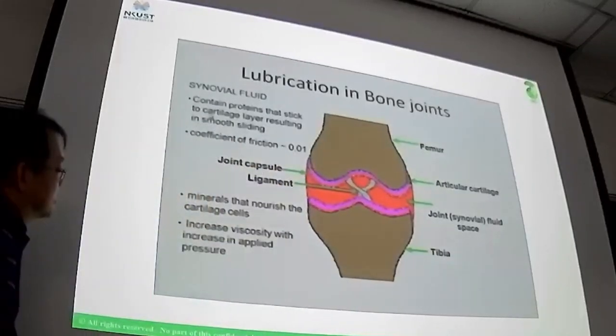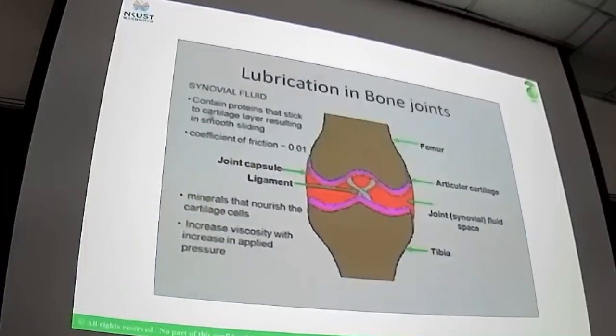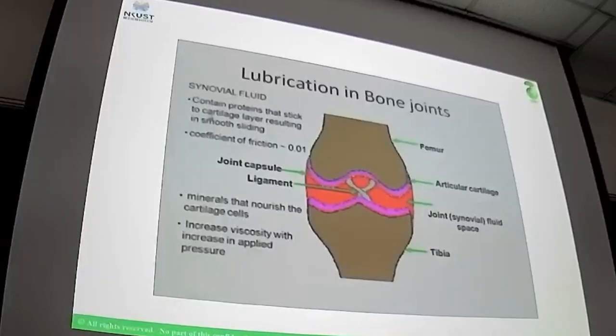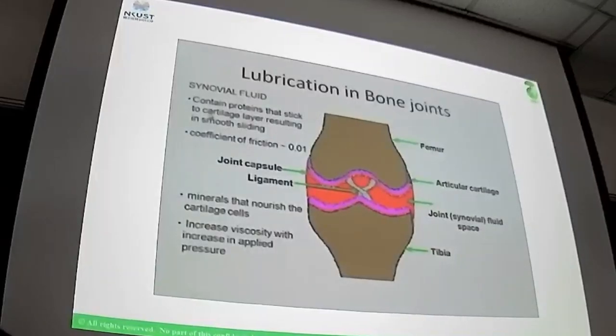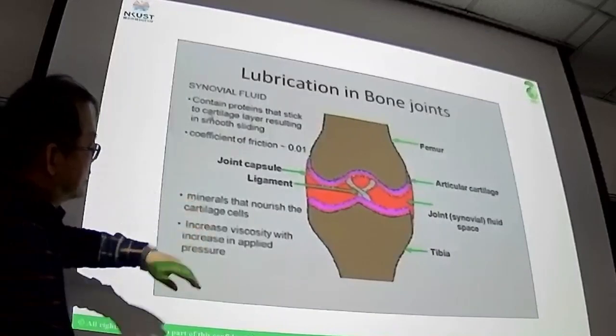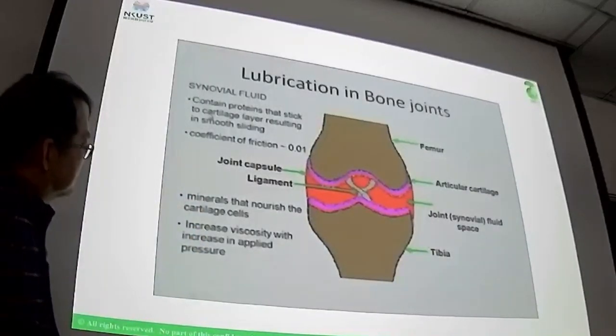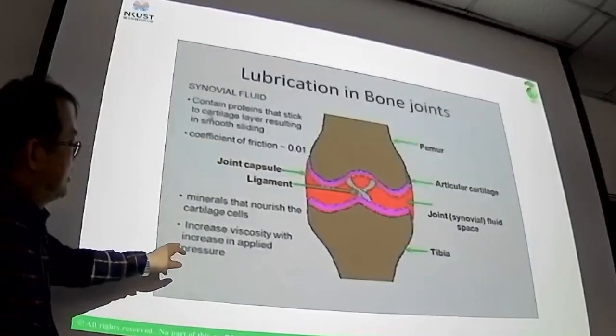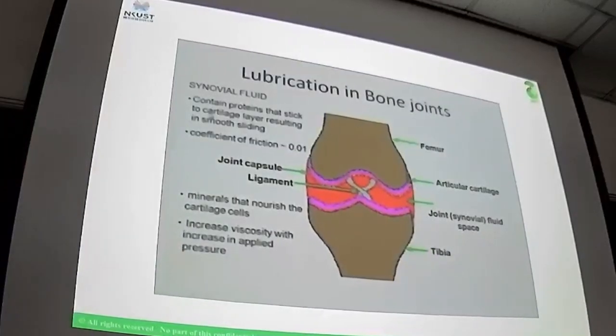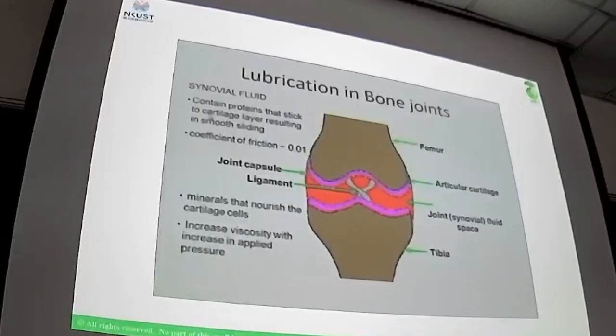Okay? And then it also contains some minerals that nourish the cartilage cells. So it increases the viscosity with increase in applied pressure. Okay. This is a human bone joint in your leg. Okay.